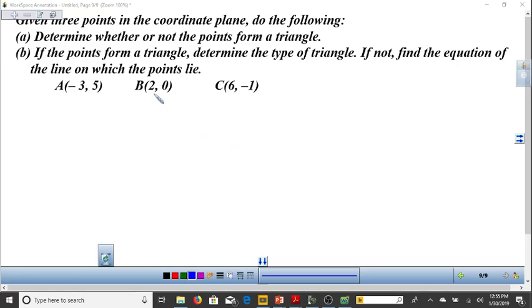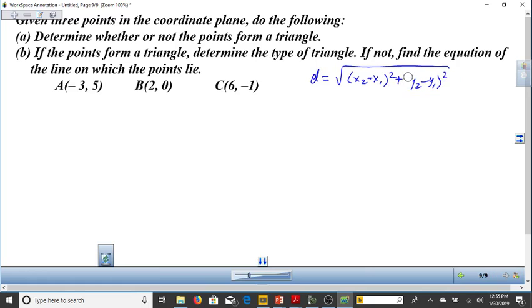One way to find out is to find the slopes. Just find the slope from A to B, from A to C, and from B to C. And if those slopes are all the same, then you're talking about a straight line. But the way we're going to do this is to use the distance formula. So remember that the distance formula is the square root of (x2 minus x1) squared plus (y2 minus y1) squared. That is the distance formula.